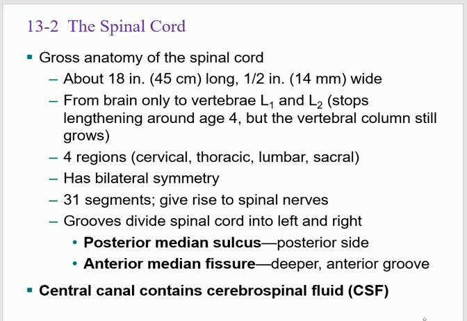So it's not like 7, 12, 5. No, it's 8 cervical, 12 thoracic, 5 lumbar, 5 sacral, and 1 coccygeal. Out of each one segment, there will be a nerve coming out, a peripheral nerve. We call it the spinal nerves. So how many spinal nerves do we have? 31. How many segments? 31. Because each segment gives you a spinal nerve.